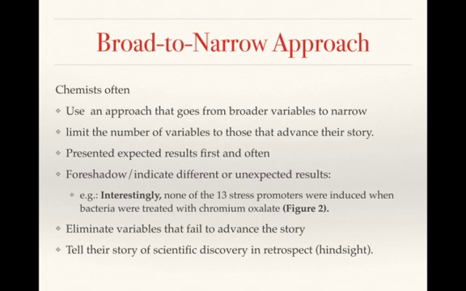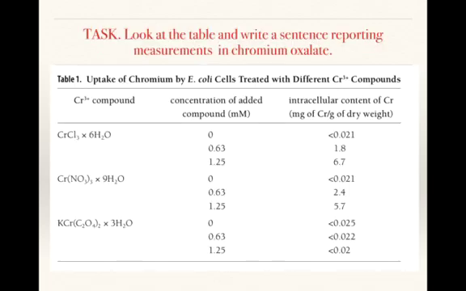To sum up, the authors initially reported multiple variables, 3 chromium compounds, but ended with a narrower focus, 1 chromium compound. In each case, the readers benefited from the researcher's hindsight. Learning to tell your story of scientific discovery in retrospect by reorganizing your data and highlighting only the most illustrative pieces is an essential skill in effective writing.